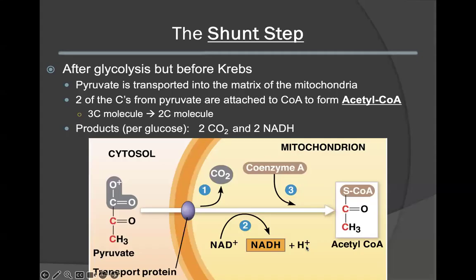Now let's take a look at the shunt step. The shunt step is an important intermediary step that joins the glycolysis process with the Krebs cycle. Because glycolysis occurs in the cytosol and the Krebs cycle occurs in the matrix of the mitochondria, we need to be able to move the pyruvate molecule into the proper location for the Krebs cycle. This is where the shunt step comes into place.